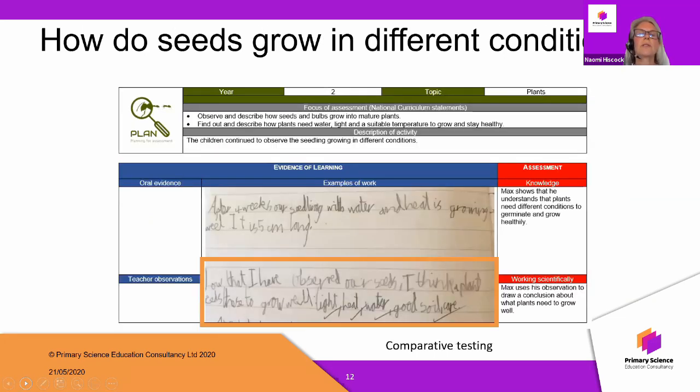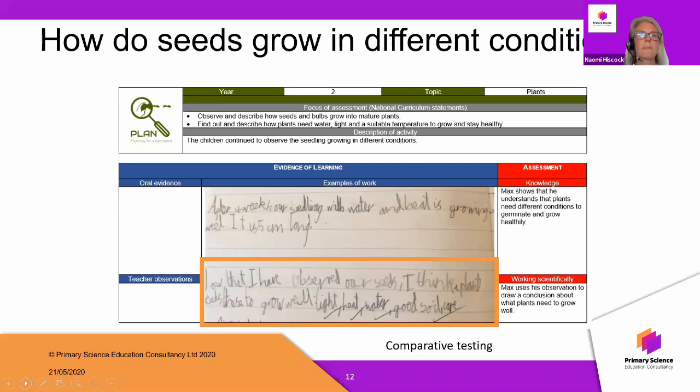Then let's move on to this one. So they've been growing some seedlings in different conditions. And again, look particularly and think about his writing there, which says, now that I have observed our seeds, I think a plant needs these things to grow well: light, heat, water, good soil, care. What's that telling us about his ability to draw conclusions?